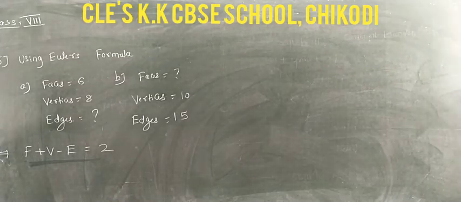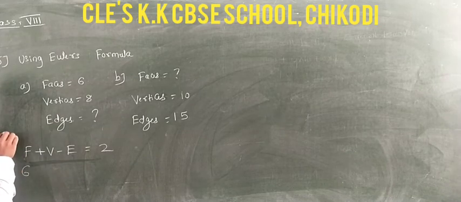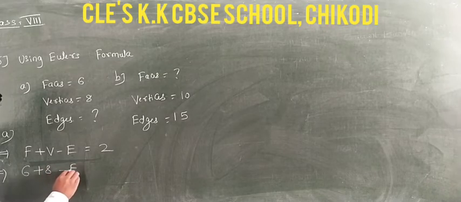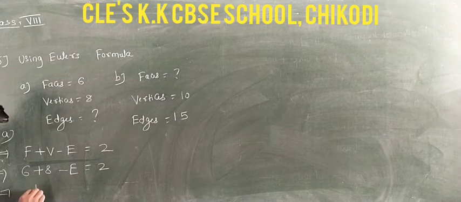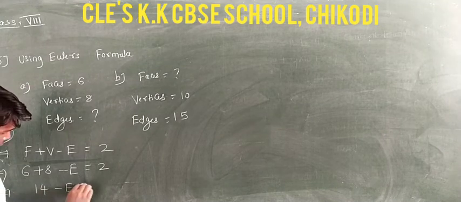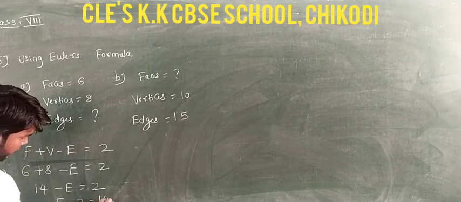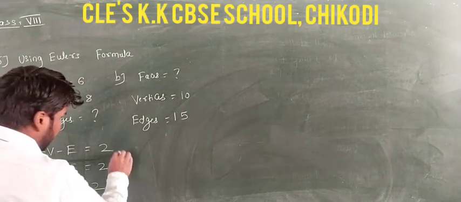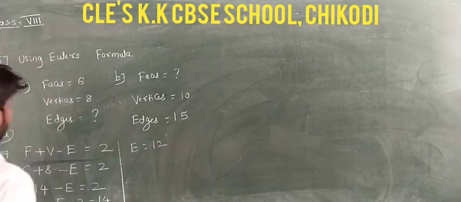In the first question, they have given faces as 6. Just substitute: faces is equal to 6. First one I am solving. Vertices they have given as 8, and we need to find the edges e. So 8 plus 6 is 14. 14 minus e is equal to 2. So minus e is equal to 2 minus 14, so minus e is equal to minus 12. Both sides the minus gets cancelled. Therefore e is equal to 12. So edges will be 12.